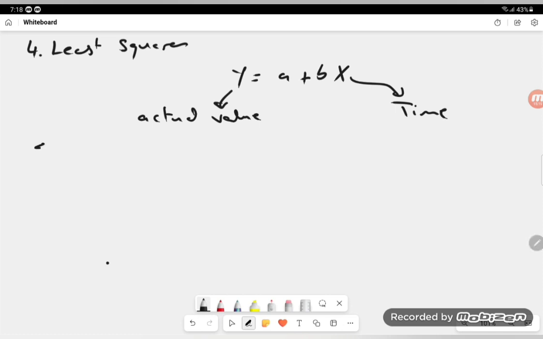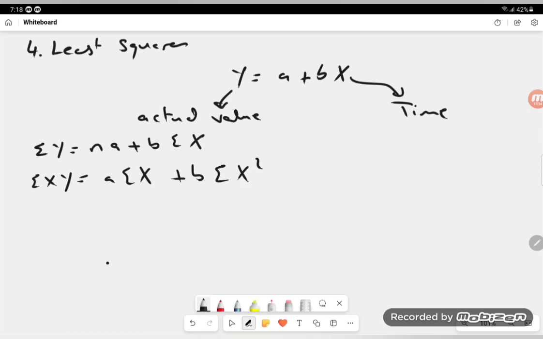The two equations are: summation y equal na plus b summation x, and summation xy equal a summation x plus b summation x squared. So the value of a is found as summation y over n, or y bar, and the value of b is summation xy over summation x squared. But we have to find the value of x.